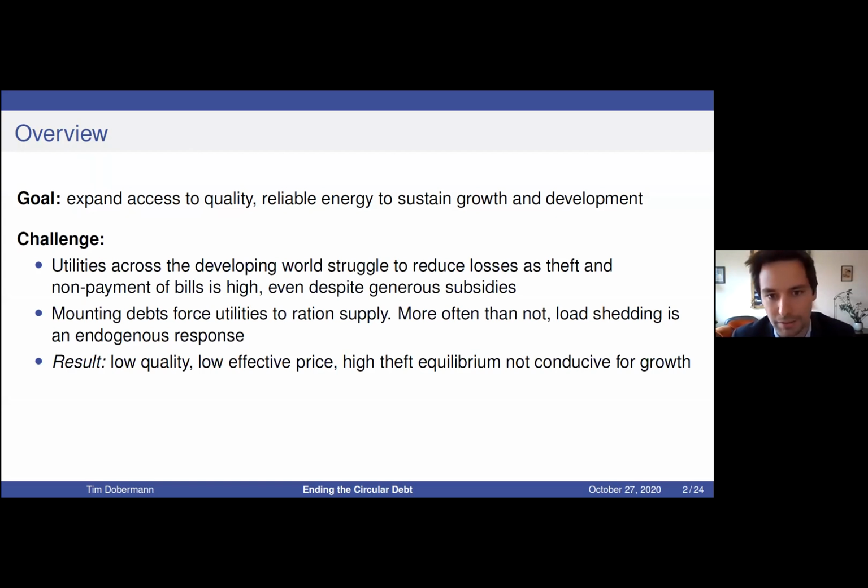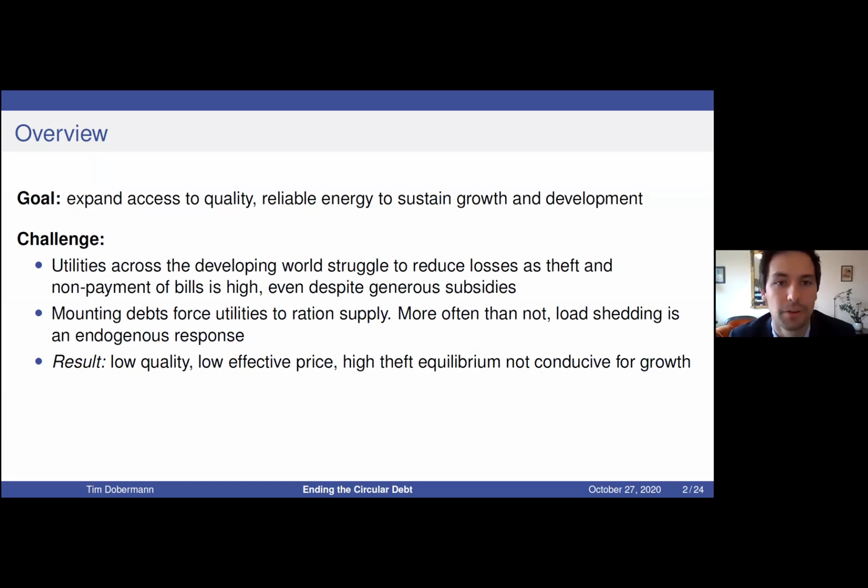whether you're in Pakistan, Lebanon, or Ghana, utilities across the developing world really struggle with some of the same problems that we see locally. They struggle in reducing losses as theft and non-payment is incredibly high, and overall the price of energy is often incredibly subsidized. So the starting point, which is not unique to Pakistan, is that the revenue from the distribution or the sale of electricity and energy is very low to begin with.